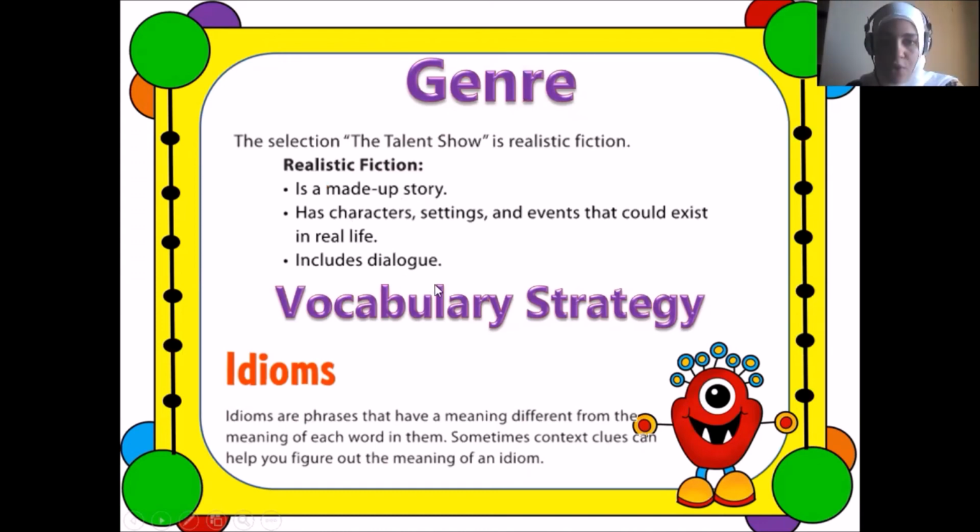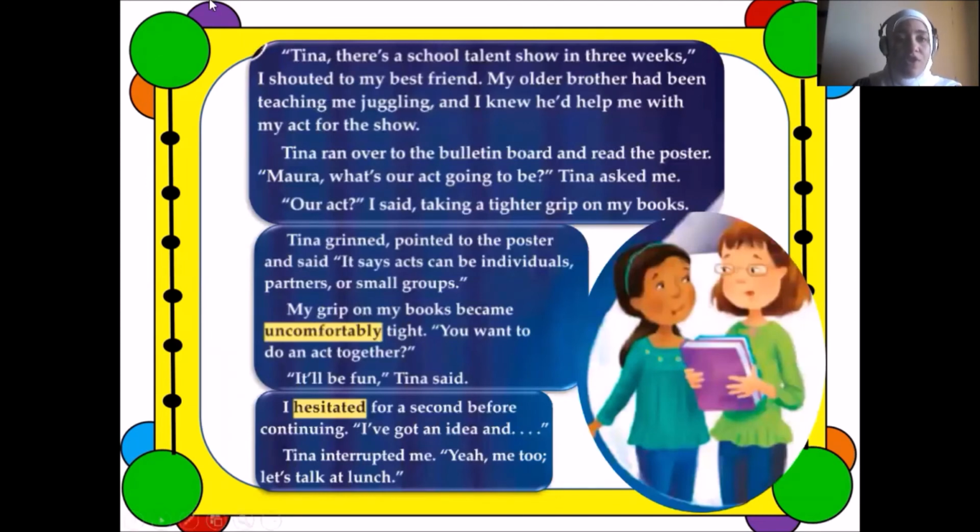Okay, it includes dialogue. Now we move to something called idioms. Idioms are something we use most of the time during our daily life. Idioms are phrases that have a meaning different from the meaning of each word in them. If you read the idiom, each word has a certain meaning, but when you read all of it together, it will give you a different meaning. Sometimes context clues can help you figure out the meaning of an idiom. And now, while reading the story, you will face idioms. Let's read the story, The Talent Show.